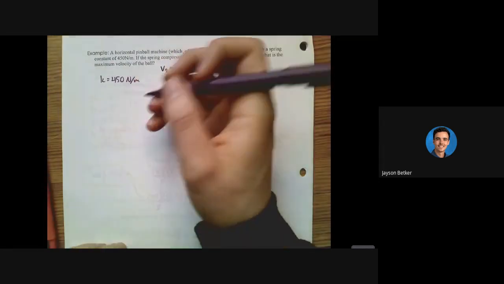So first off, what I see here is that we're trying to find what is V2. And for the time being, I would say don't worry about using vectors. Let's just treat it like a scalar problem right now. So the spring constant, that's K. K is equal to 450 newtons per meter. And then we have if the spring compresses 15 centimeters. Let's just say that's positive. Let's say compression is positive right now. So X, that's the compression distance, is 15 centimeters.